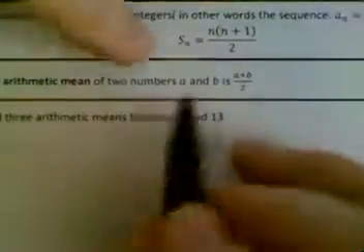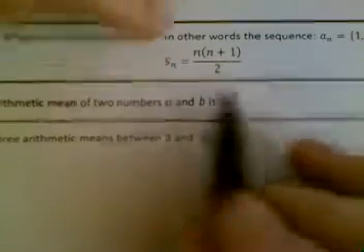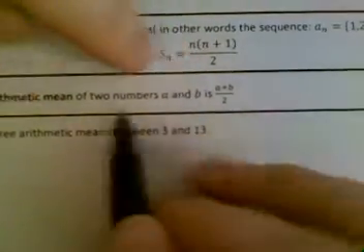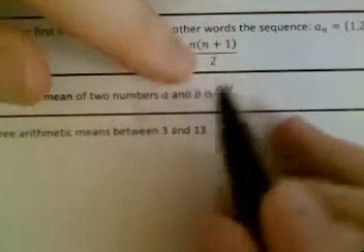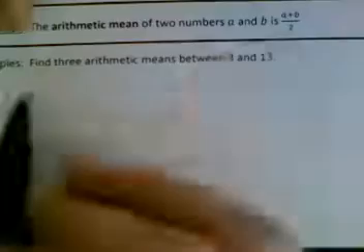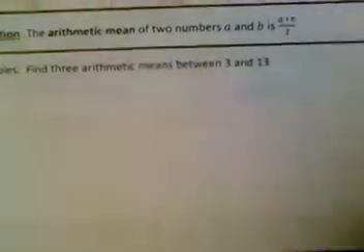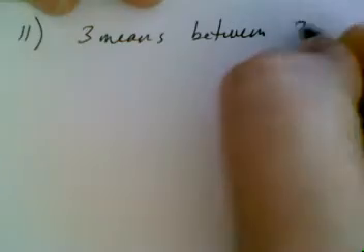The arithmetic mean of two numbers a plus b is equal to this thing. This just makes logical sense. The mean is the average: taking the two numbers, adding them together, and dividing by 2. Well, when I ask you to find 3 arithmetic means between 3 and 13, let's work through example number 11. I'm going to get another piece of paper here. Example number 11 says I want 3 arithmetic means between 3 and 13.